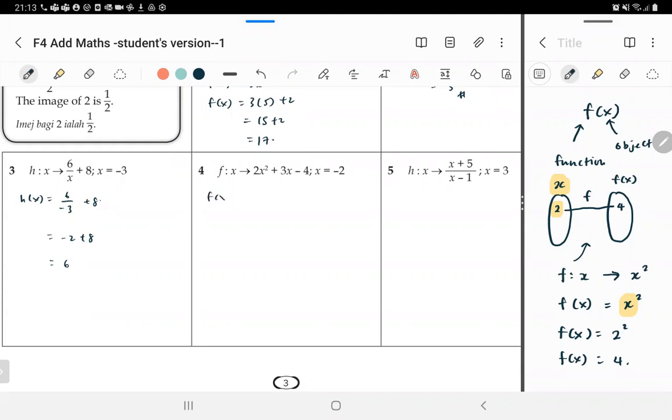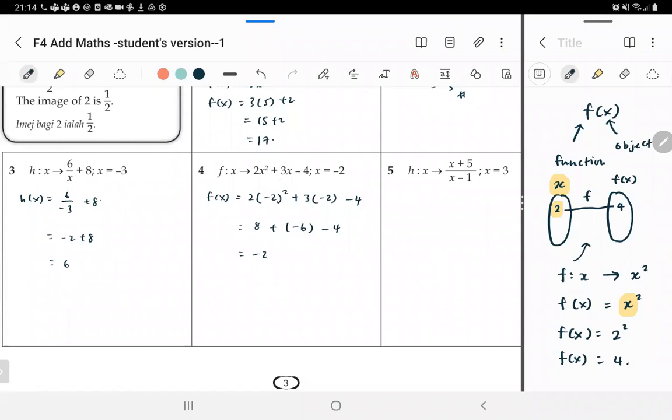Then second one, f(x) equals, replace the x with -2. So at least you show this one, 2 times (-2) squared plus 3 times (-2) minus 4. If you're scared you make a mistake, then you do it step by step. (-2) squared, you get 4. 4 times 2, you get 8. First part here, you will get 8. Plus 3 times -2, so you get -6 here, minus 4. Then you solve it with your calculator, you should get -2 here, number 4.